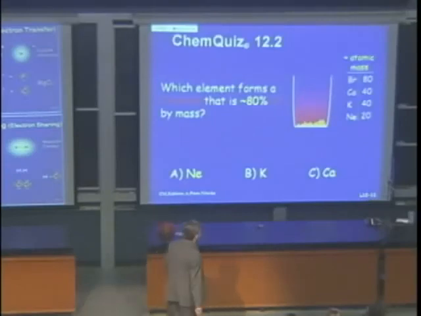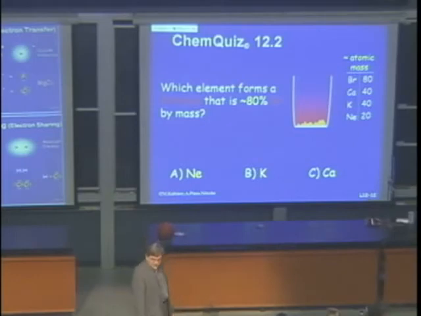Let's see if you understand. We have an element that forms a bromide that is 80% bromine by mass. So here are the masses. Bromine is atomic mass 80, calcium and potassium are about 40, and neon is 20. So which is the element? Is it neon bromide, or potassium bromide, or calcium bromide? But the final bromide should have 80% bromine by mass. Okay? So why don't you think about this?